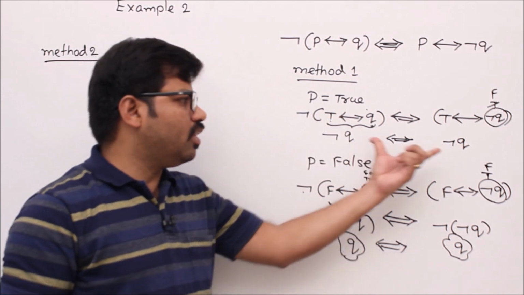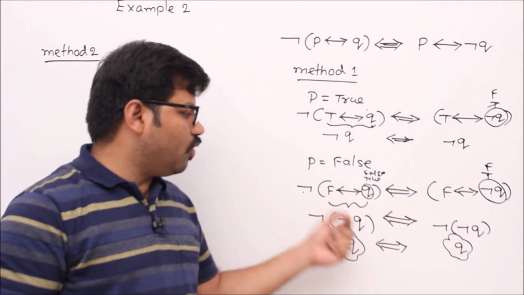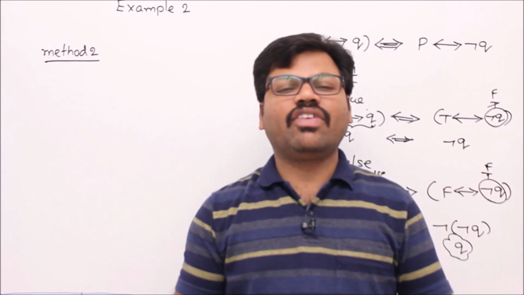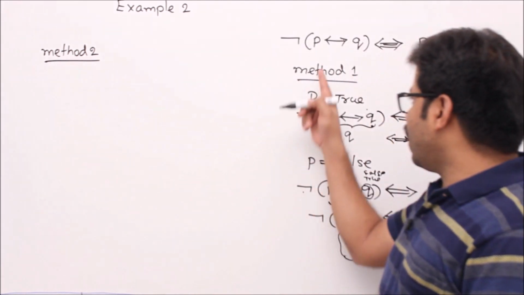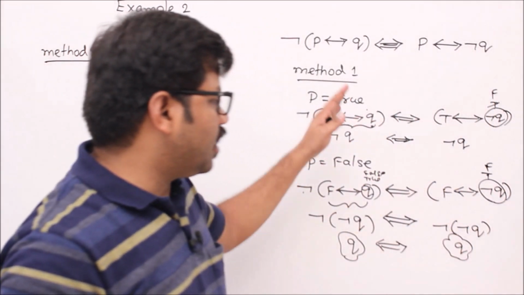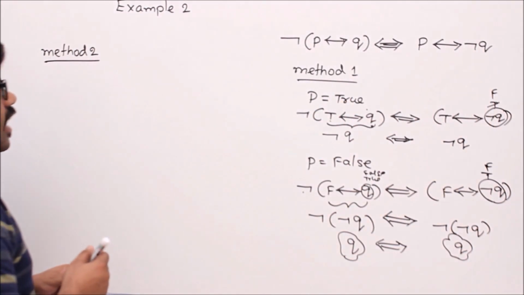When p value true, they were same. When p value false, also they were same. That's it. They are finally equivalent in every case, right? We tried all cases of p. For all cases of p, these two equations are correct. Let's go to second method.